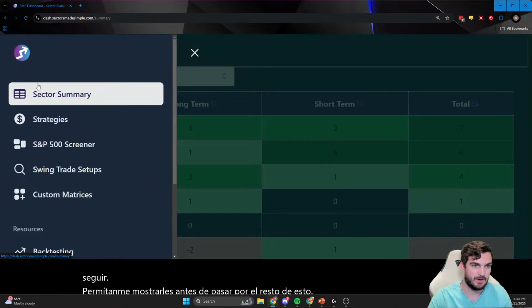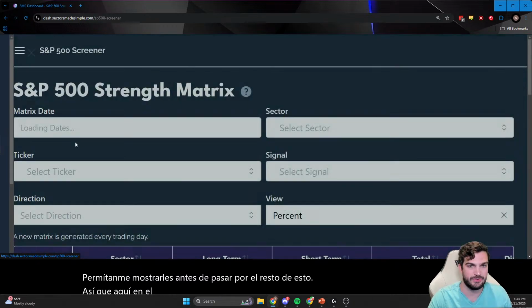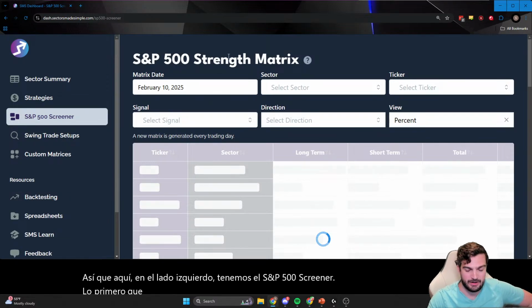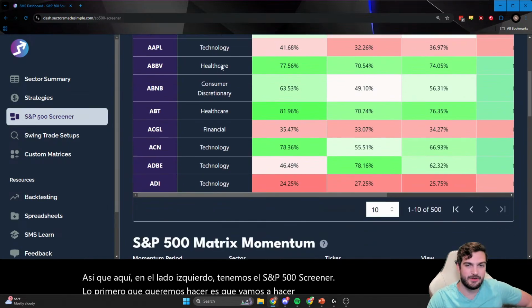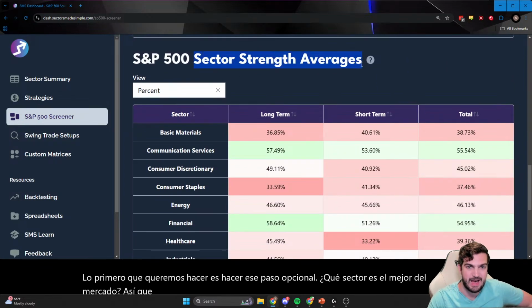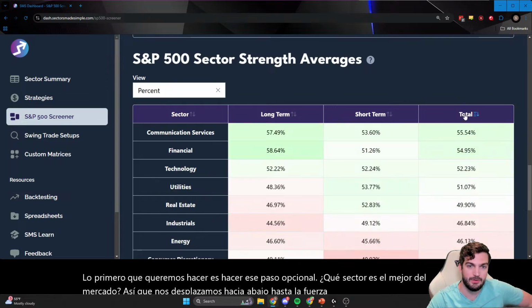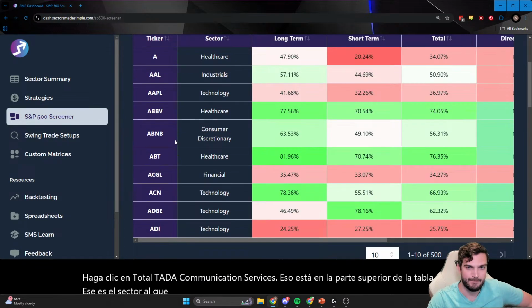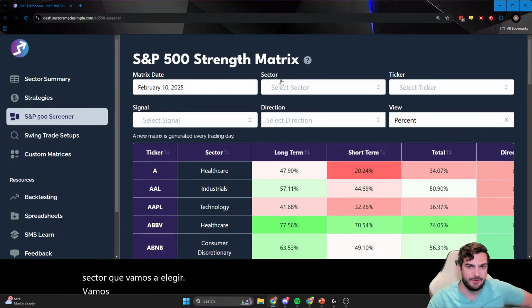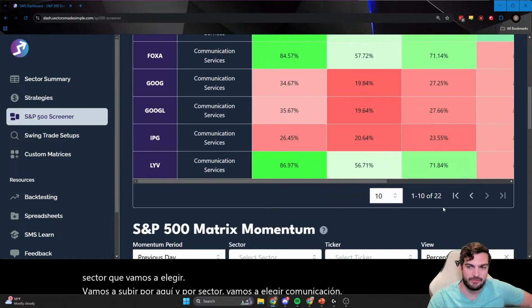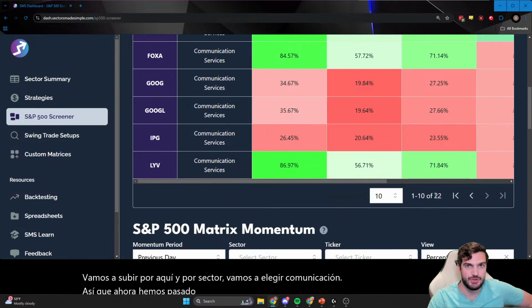So over here on the left side, we have S&P 500 screener. The first thing we want to do is that optional step. What sector is the best sector in the market? So we scroll down to sector strength averages. Click on total, ta-da, communication services is at the top of the table. That's the sector we're going to choose. We're going to go up here, and under sector, we're going to choose communication. So now we've gone from 500 companies to 22.